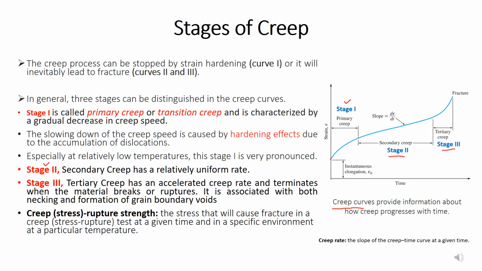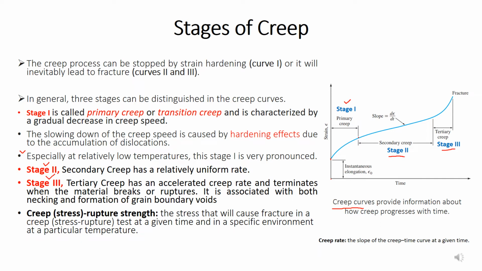One more important point about stage 1, that at relatively low temperatures, stage 1 is very pronounced, meaning the slope is very high. It is difficult to produce plastic deformation at lower loads, at lower temperatures, but at higher temperatures, it is easier to produce plastic deformation. Stage 2 is the secondary creep, where the creep rate is almost uniform, meaning the slope, although it is not constant, is uniform. It is comparatively less as compared to stage 1.